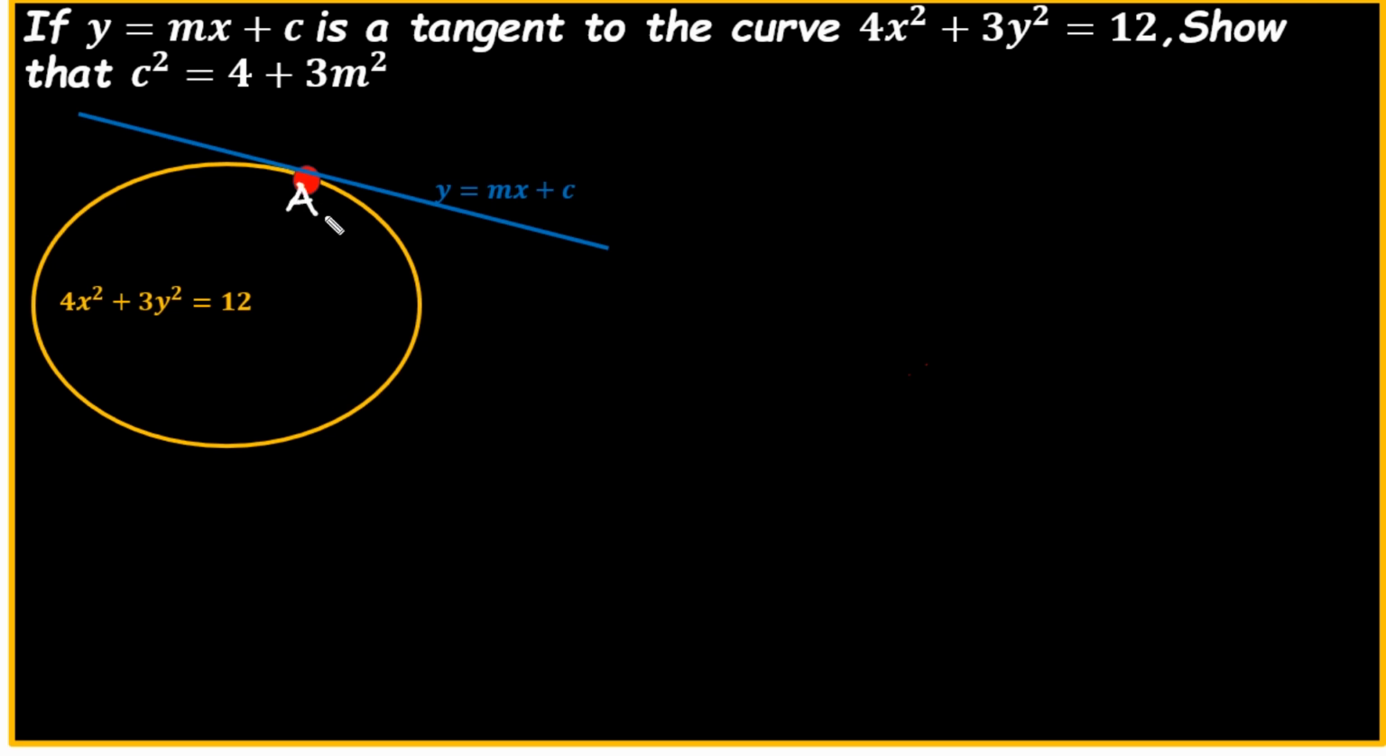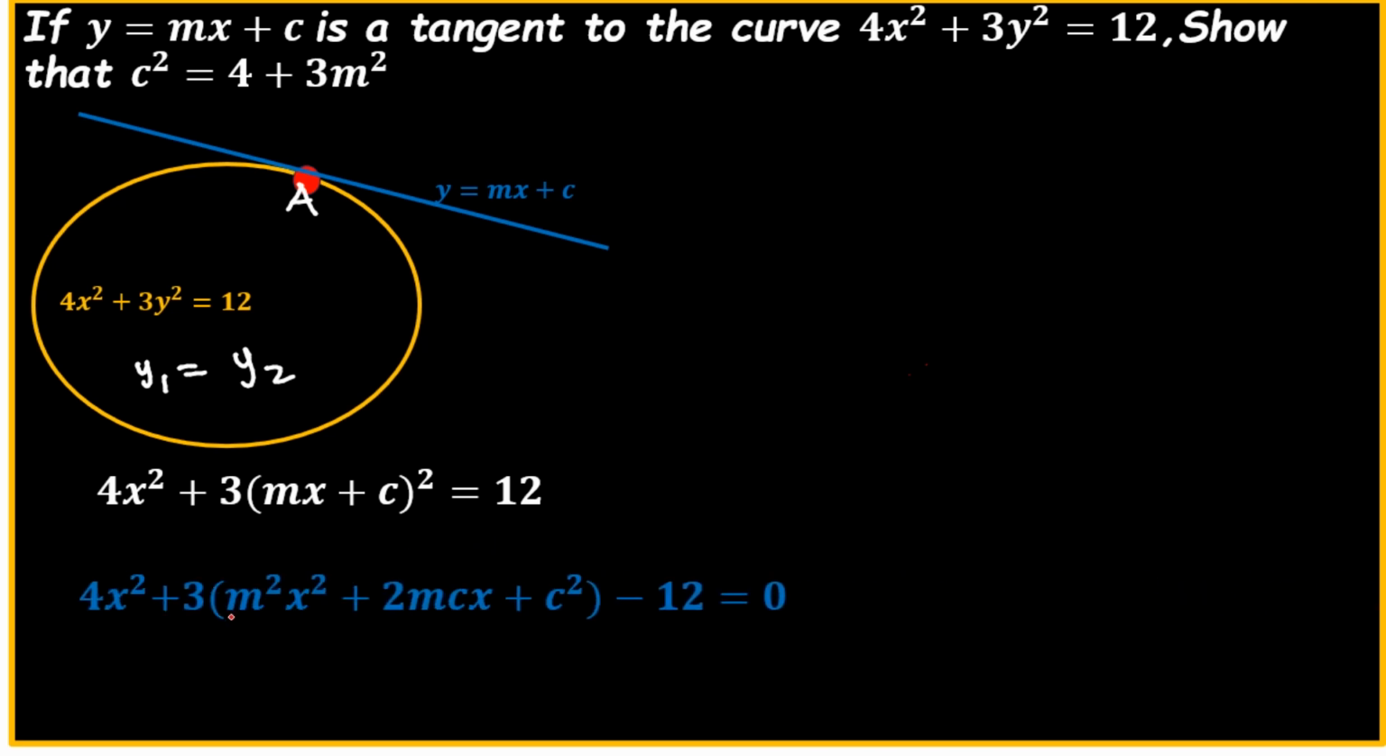We are going to label it A, and we know that at this point the tangent and the ellipse are equal. Therefore, I'm going to say at this point y1 is equal to y2. So I'm going to use this information. I get the tangent, I substitute into my curve. So I'm going to have 4x squared plus 3, where there is y, I substitute mx plus c, I square, then I equate to what? To 0.